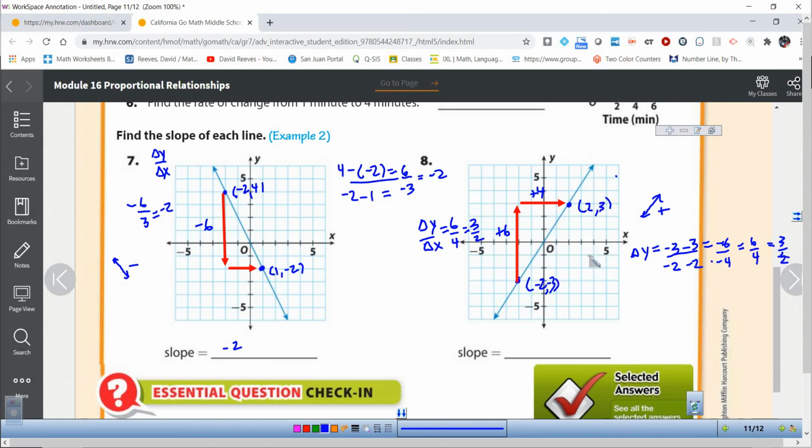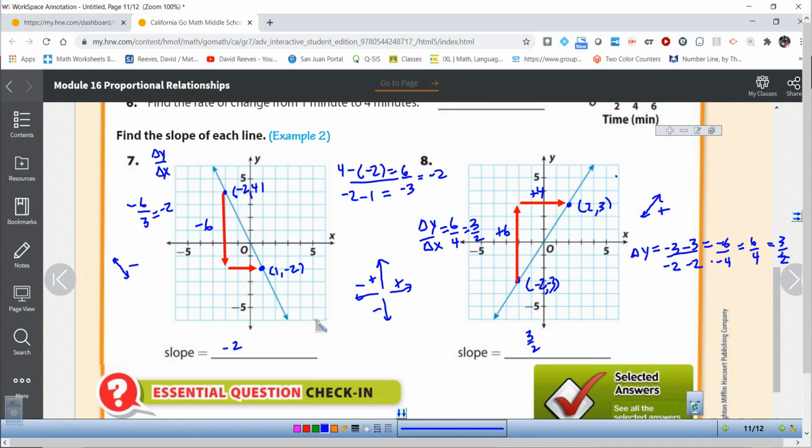Whether you subtract to find the change or whether you just count it off on the graph to find the change, you will get the same result. Remember, when you're counting off on the graph, going up is positive, going down is negative. Going to the right is positive, and going to the left is negative. And slope is either positive or negative, so it is very important that you pay attention. If I put a positive 2 for this answer, it would be wrong. If I put a negative 3/2 for this answer, it would be wrong. So pay close attention to those signs.